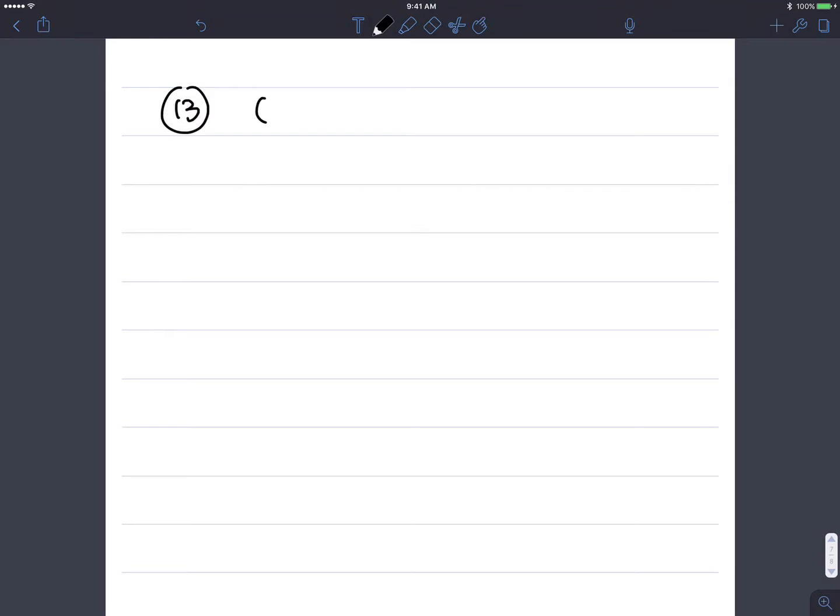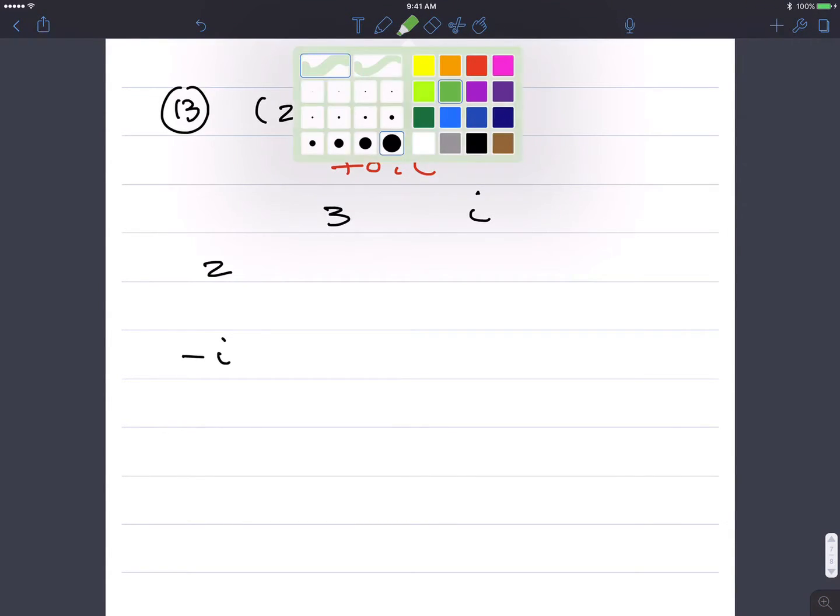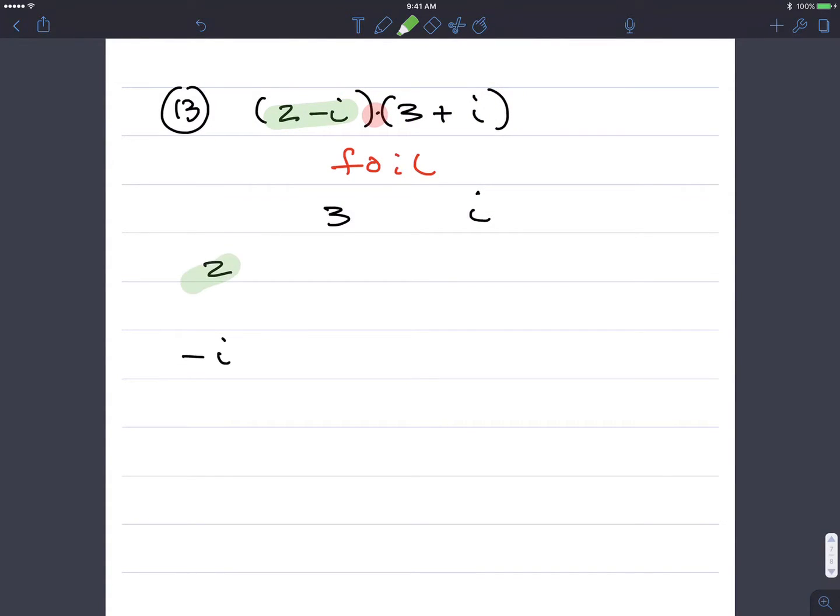Number 13. 2 minus i times 3 plus i. Notice that this is a multiplication question. We're going to have to use FOIL. So I'm going to use a FOIL box, and my rows is 2, I have a row 2 and a row negative i, column 3, column i. Let's remember here that these two terms are my rows, and the next two terms are my columns.